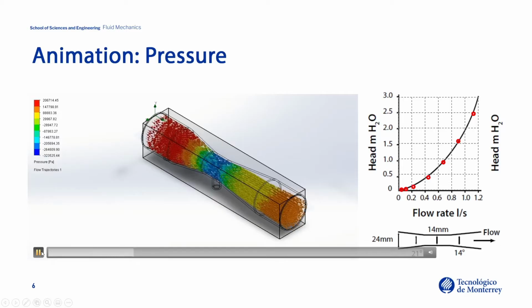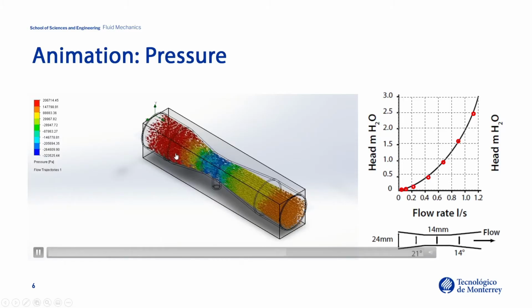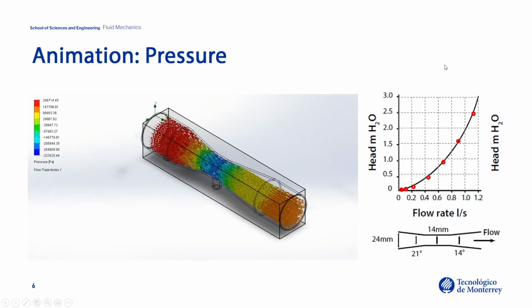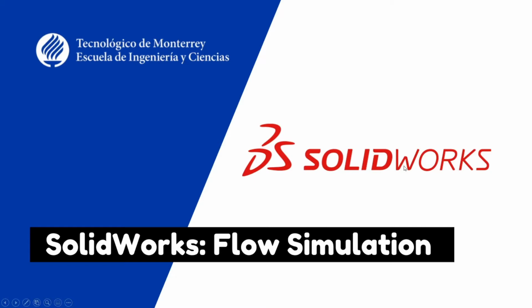Furthermore, we can visually observe the pressure drop within the Venturi flowmeter in an animation like this one. Remember that you can always go to the technical reference document if you want to get more information about the SolidWorks Flow Simulation add-in. You just have to follow the route on your computer. Okay, we will continue in the SolidWorks window.